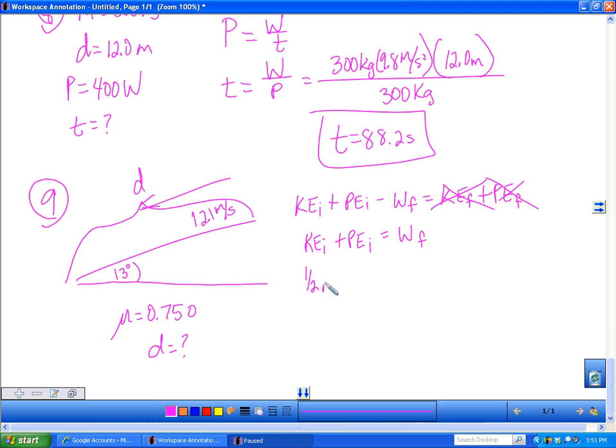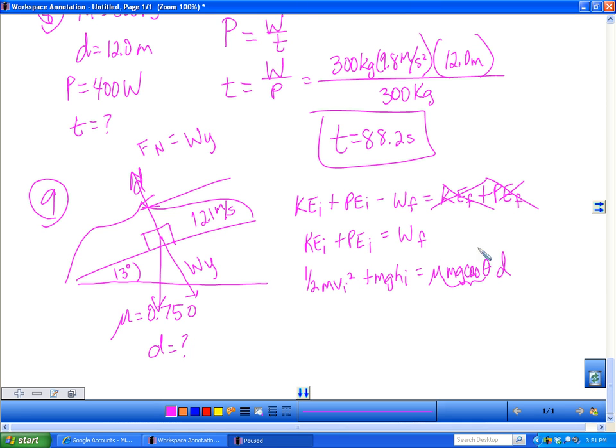So I have 1/2 mvi squared plus mghi is equal to mu mg cosine theta times d. Now, the reason it's mu mg cosine theta is if you think about this truck, remember there's the weight, there's Wy, there's the force normal. Force normal is equal to Wy. Friction is mu times force normal. Okay, well let's see. That can go away, that can go away, and that can go away. Well, I have an HI and I have a D. Don't know the HI.